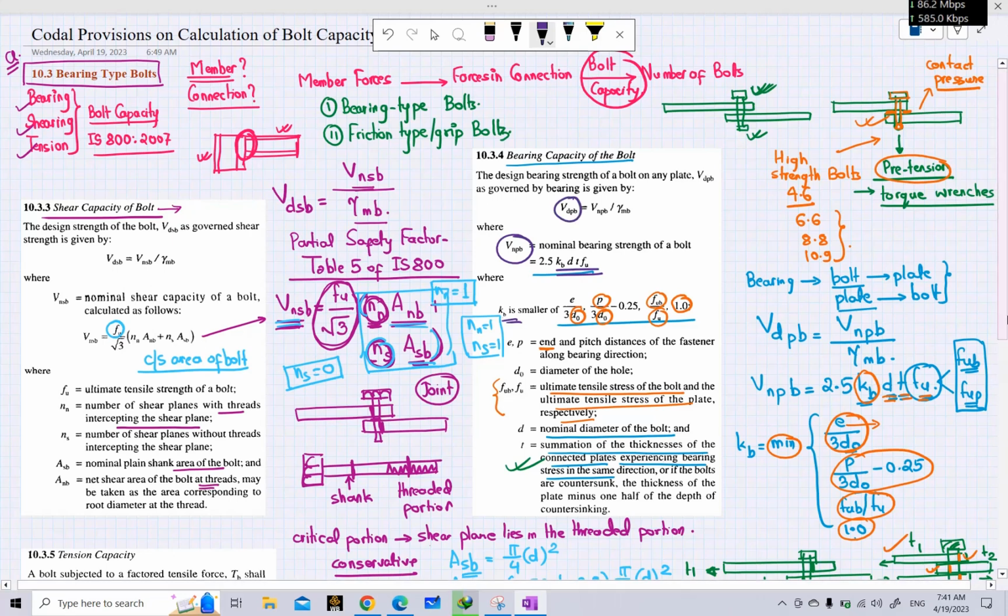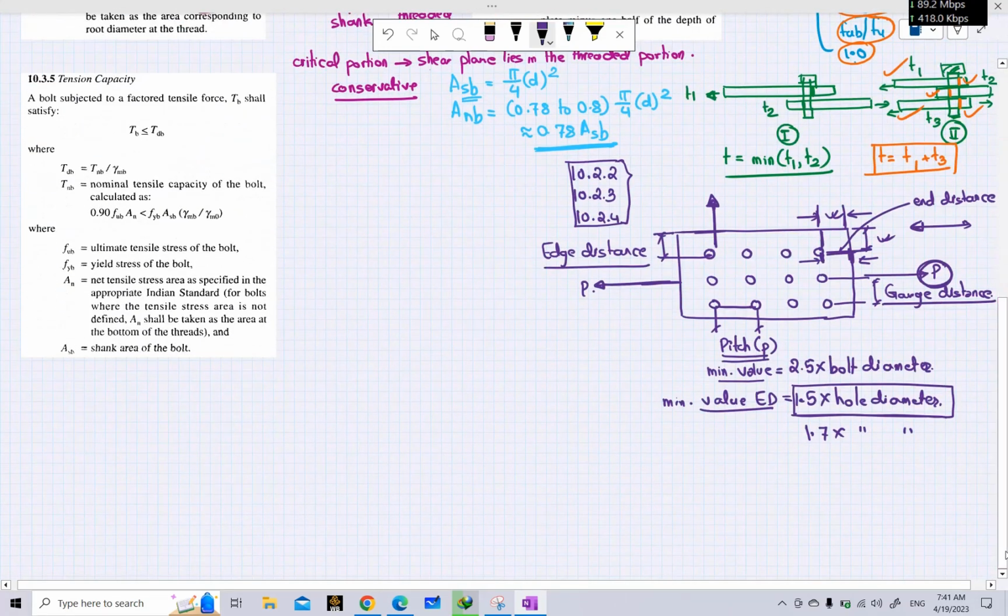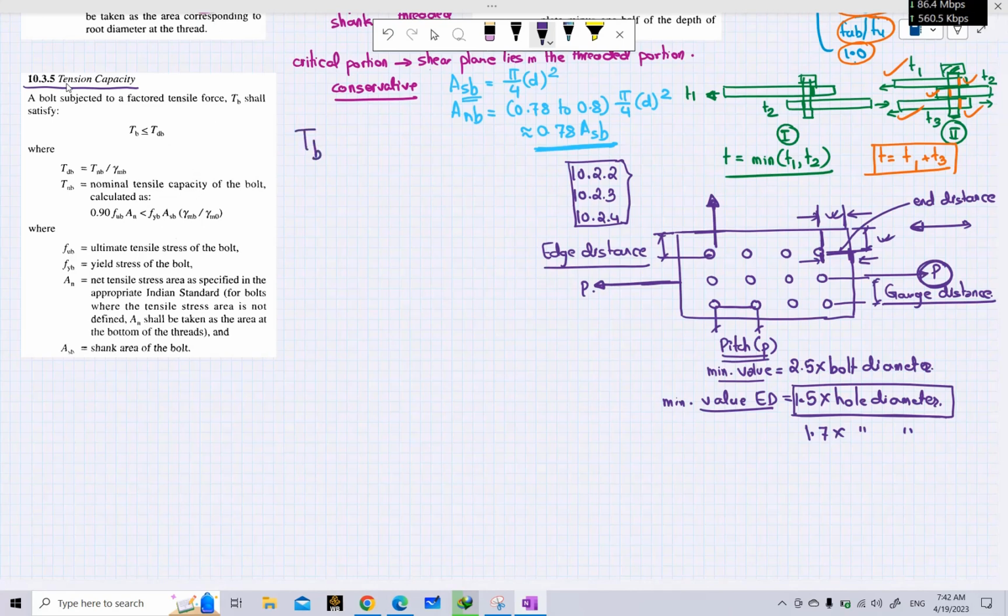Now finally, after shear capacity and bearing capacity, we look at tension capacity of bolt. Tension capacity of bolt is presented in clause 10.3.5. Again, a bolt subjected to a factored tensile force TB should satisfy this condition. That means always the design strength of bolt should be greater than or equal to the actual forces coming onto the bolt. So this TDB, design bolt capacity, is calculated in a similar way, the nominal bolt capacity divided by the partial safety factor. We are using the partial safety factor because our design is based on the limit state theory. So remember that everywhere we have partial safety factor. So TDB is TNB by partial safety factor.